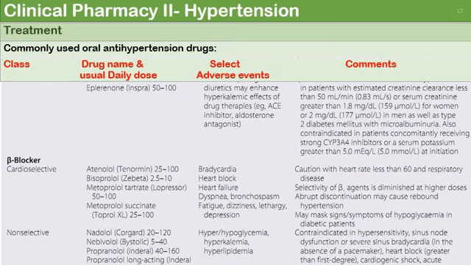Cardioselective beta blockers include atenolol, bisoprolol, metoprolol tartrate, and metoprolol succinate. The side effects include negative chronotropic and inotropic effects, including bradycardia, heart block, heart failure, dyspnea, bronchospasm, fatigue, and lethargy. Use caution, especially if the patient's heart rate is less than 60.